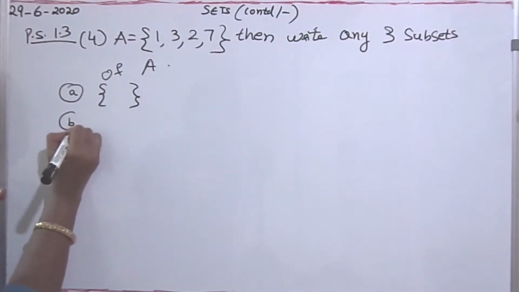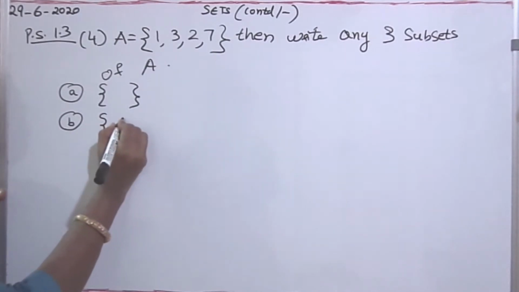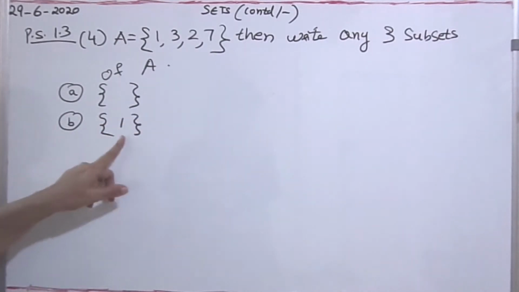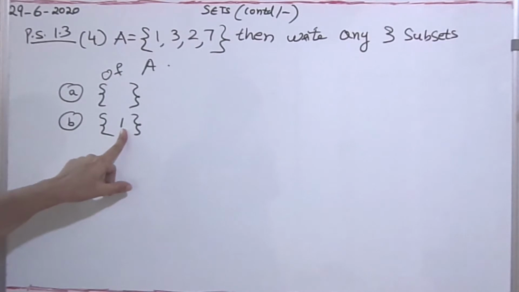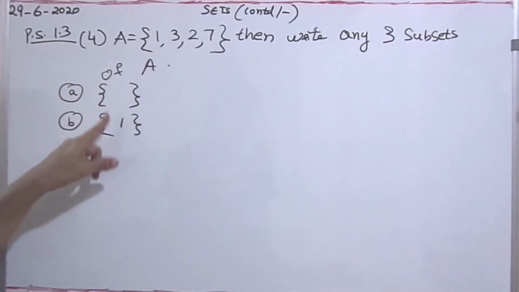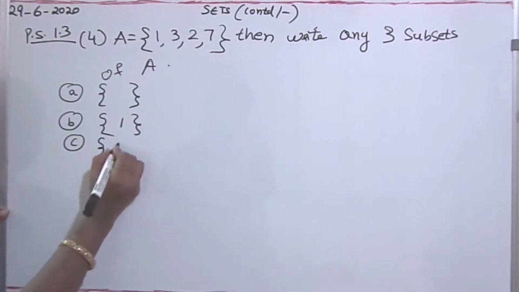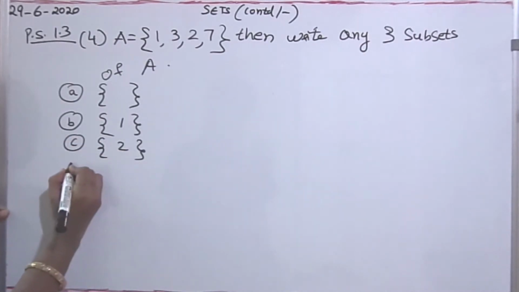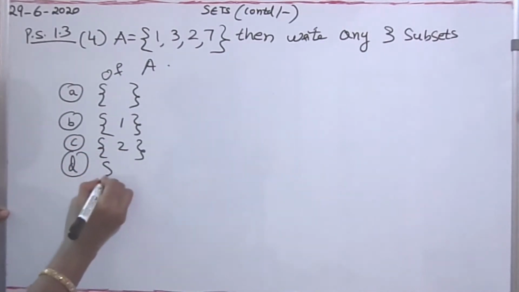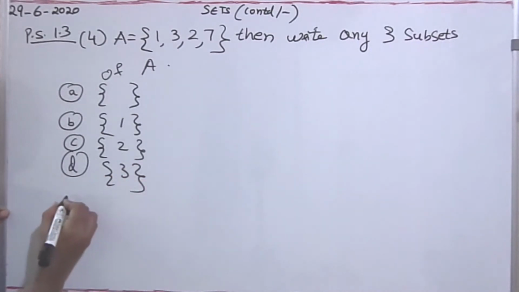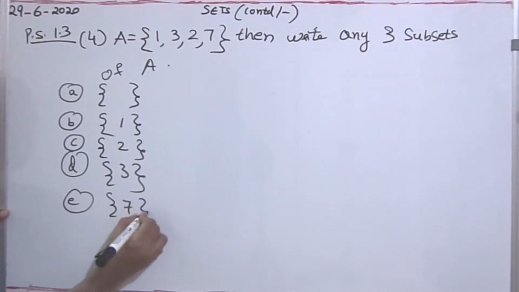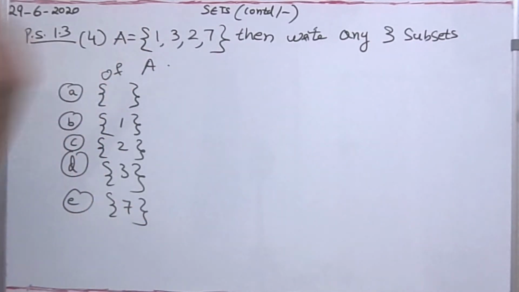Next subset will be, I can take one of the elements. 1. There is only one element here and that one is fully contained in this. So this set is a subset of this. So let me contain all the elements. 2. Then next I can take 3. And next I can take 7. These are all the subsets of A.